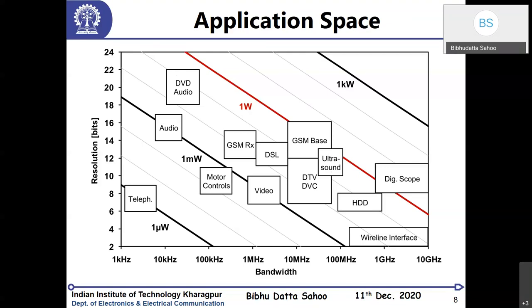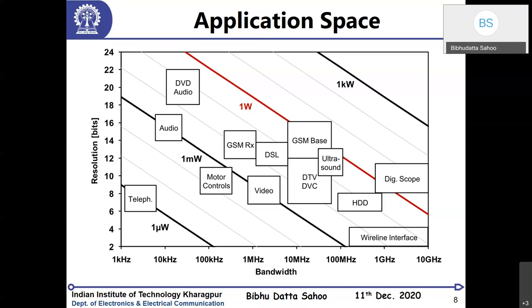The wireline interface, the Ethernet, also needs to operate at very high speed, but it doesn't need that much resolution. 2 or 3 bits or even 4 bits are enough; 3 to 4 bits are more than enough for them. So this is a nice graph which shows, for different applications, what bandwidth and resolution are required and the corresponding amount of power that we need to burn.